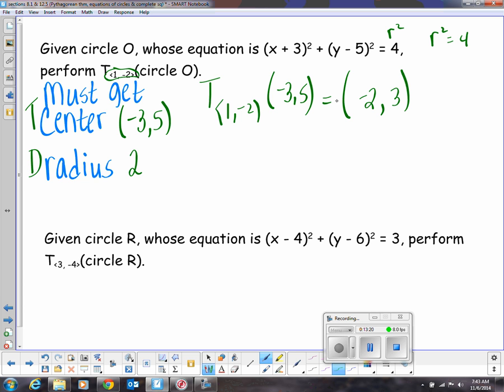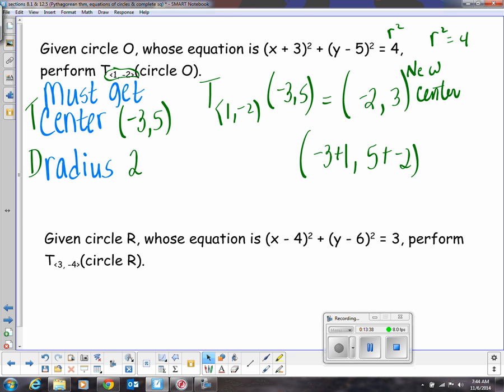Okay, and this is what Sydney did. She said, I'm taking the center and adding 1 to the x. I'm taking the y value and adding negative 2. And that's how she got the new center. Okay, there was no dilation. The translation does not affect the radius.